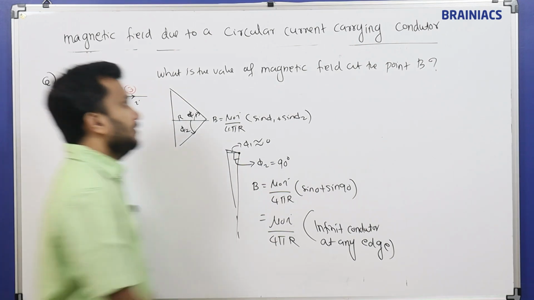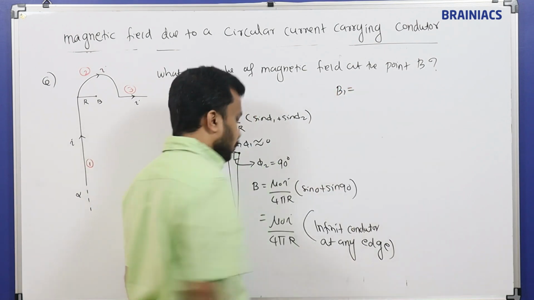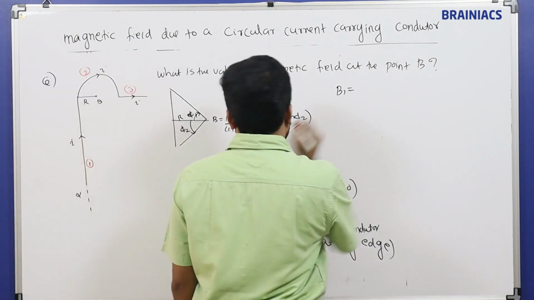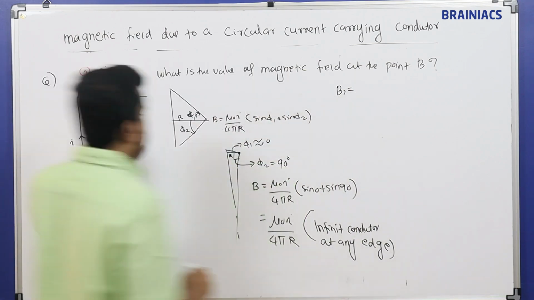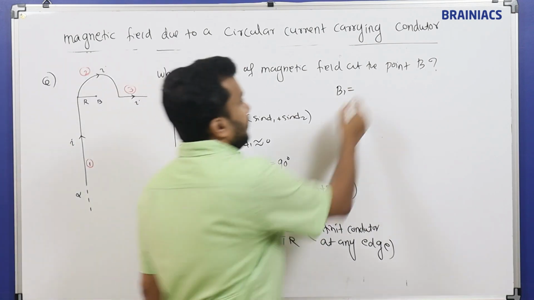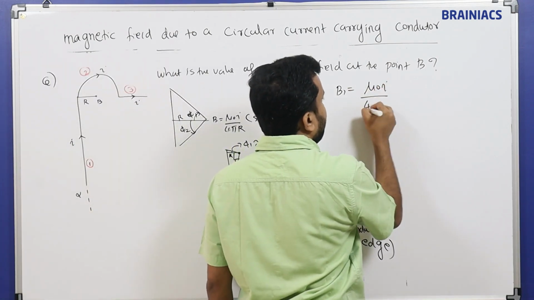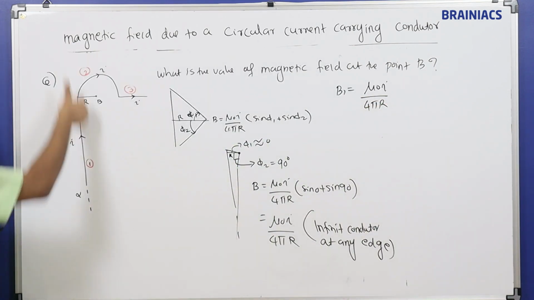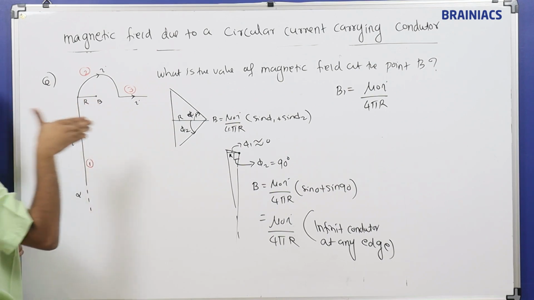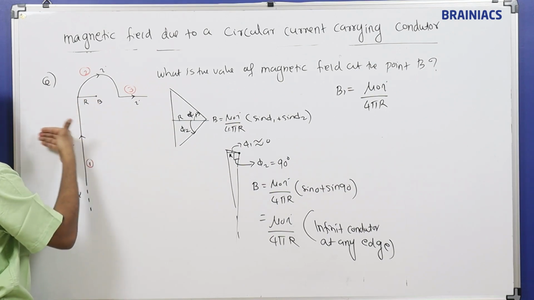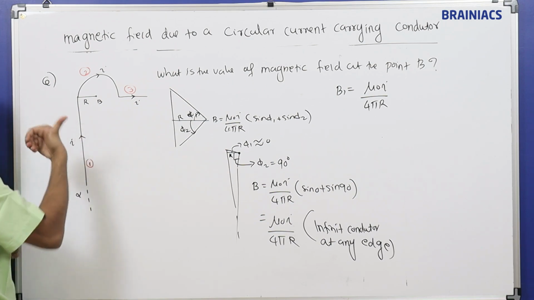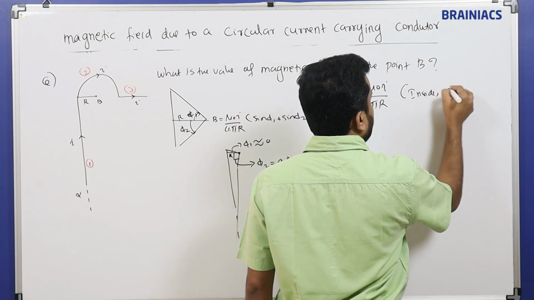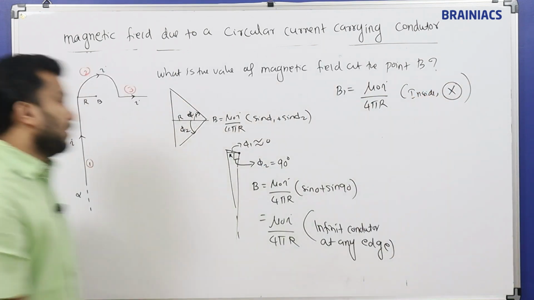So there are 3 magnetic fields. The first magnetic field is B1, due to an infinite conductor at one edge. This distance is called r, and here both distances are given as r. So B1 equals mu 0 I divided by 4 pi r. We have to mark the direction also. This is the direction of the current. On the right side the magnetic field, by your curling fingers, goes inside, and on the left side it comes out. So the magnetic fields are inside, normally represented by a cross mark.